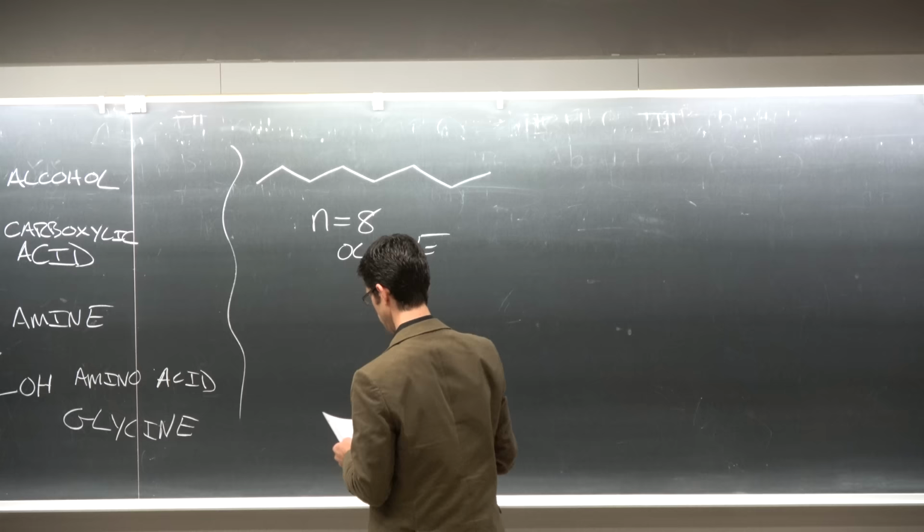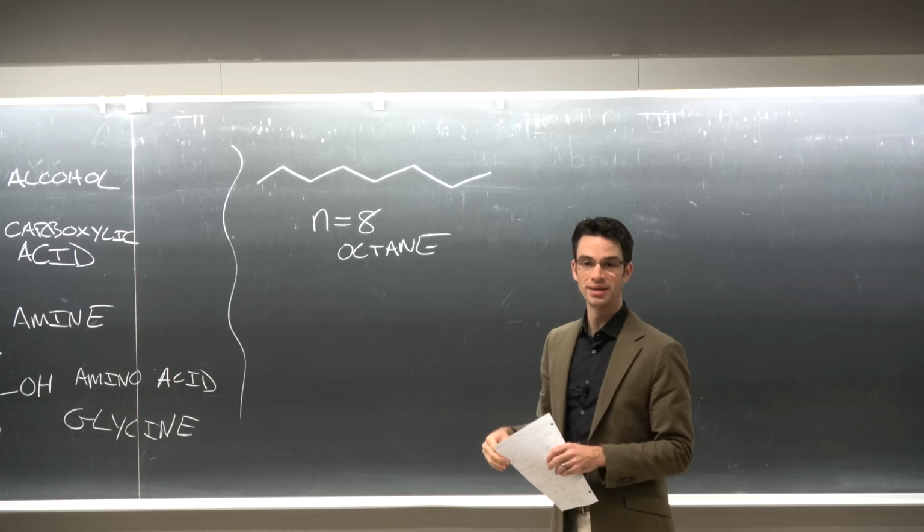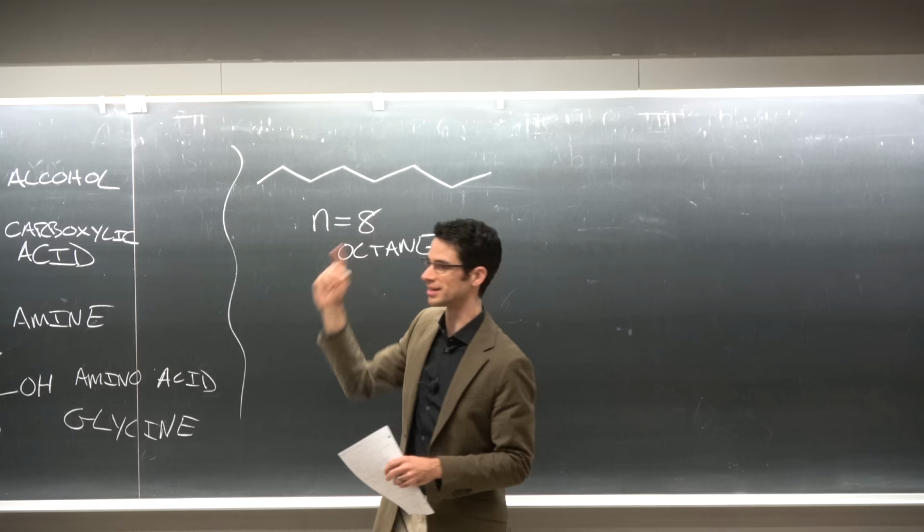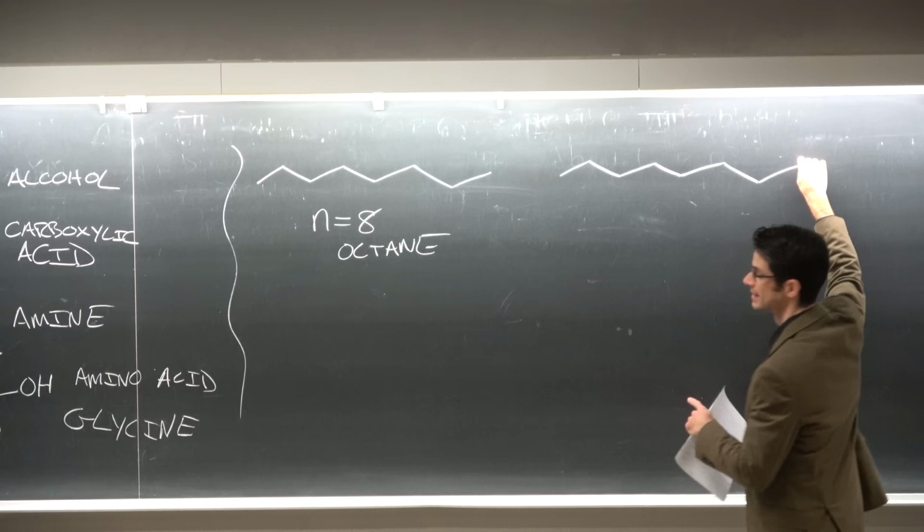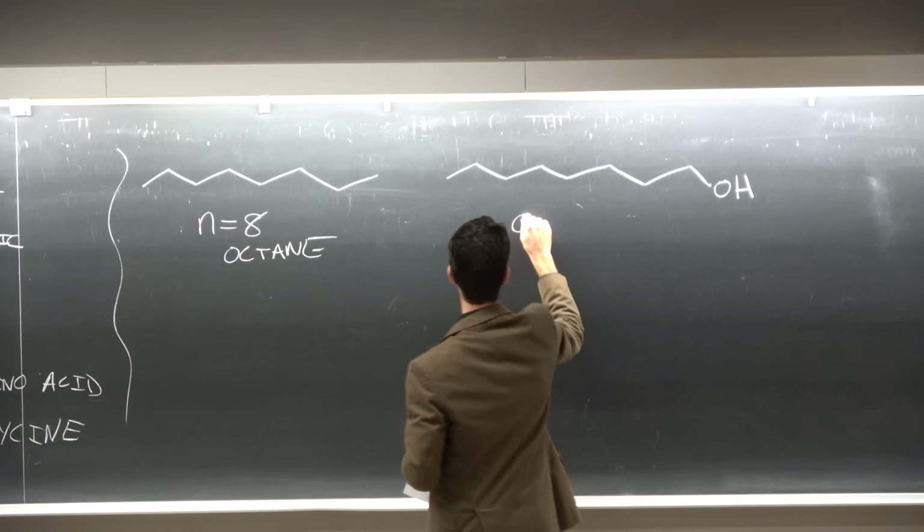If I want to draw octanol, which is octane with an alcohol at the end, then 1, 2, 3, 4, 5, 6, 7, 8, so the eighth carbon, but then I need a bond to the OH, and this is octanol.